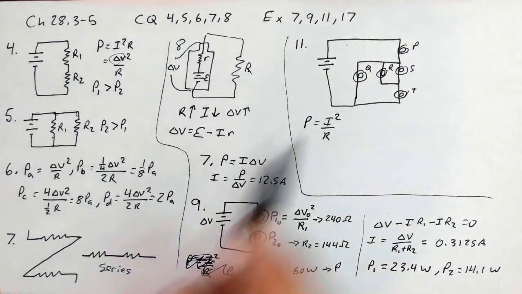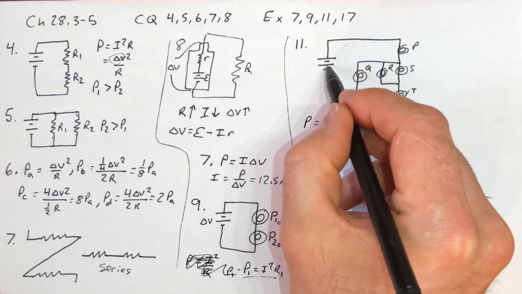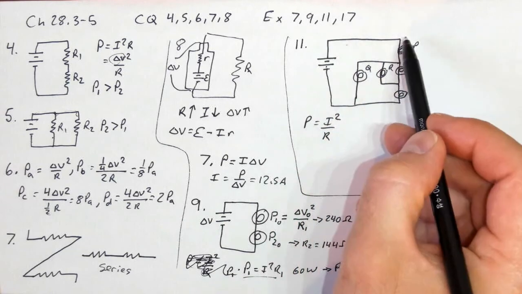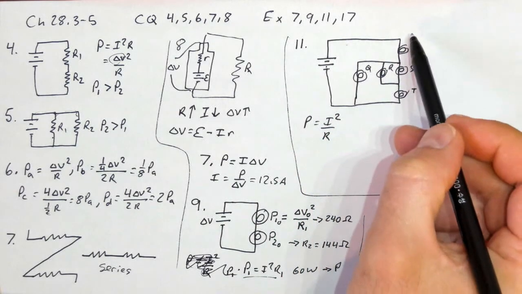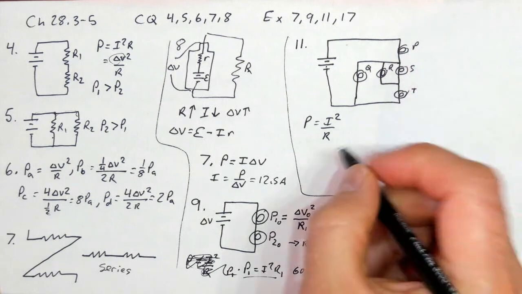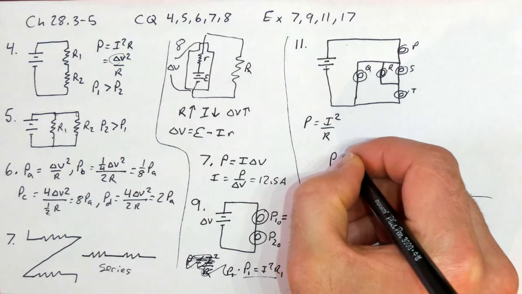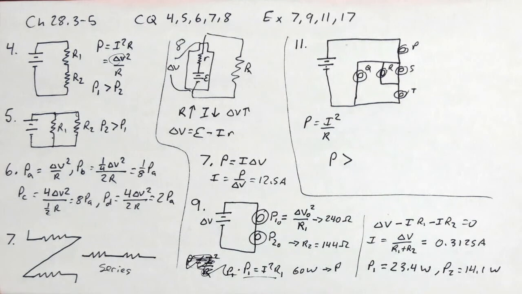Okay, the answer is P, because the battery drives the current, and all of that current must flow through P. It then splits between the others, but all of it must flow through P. So we can immediately say that P is our biggest one. It's the brightest bulb. Now the other ones aren't as clear to see, but if we're careful, we can think about it.